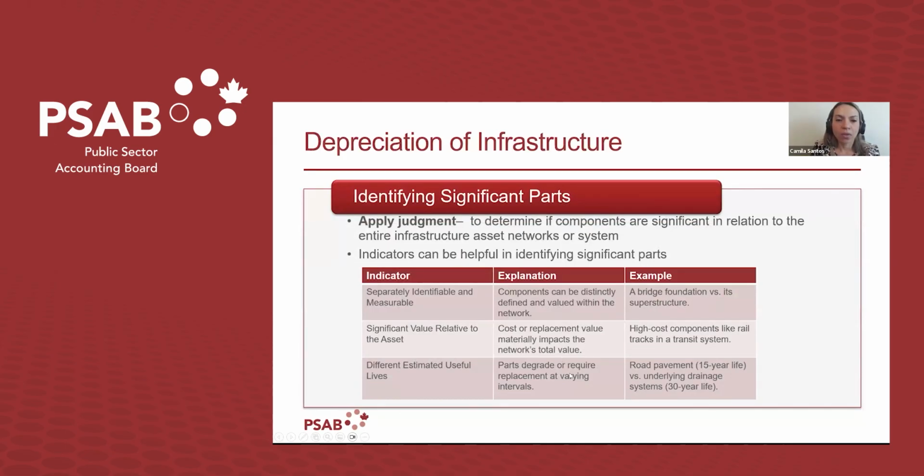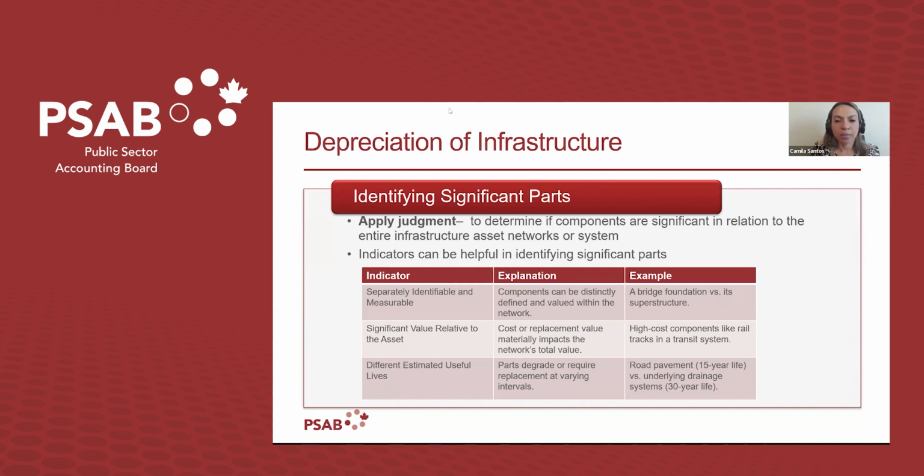IPSAS 45 also added guidance on how to depreciate infrastructure assets. IPSAS 45 requires that entities allocate the initial cost of a PP&E item to its significant parts. When making that determination, public sector entities will apply judgment. That's interesting. What's the reason for this specific requirement?